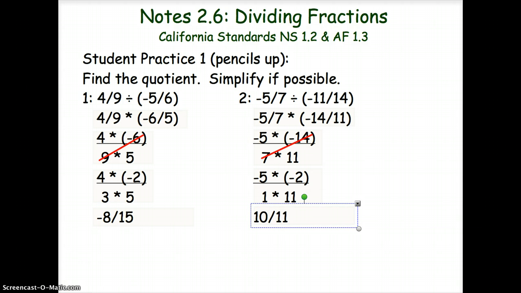So go ahead and take a look. Make sure you correct any mistakes you had. And again, I would correct them in pen if I were you, so that you can use it as a tool later.